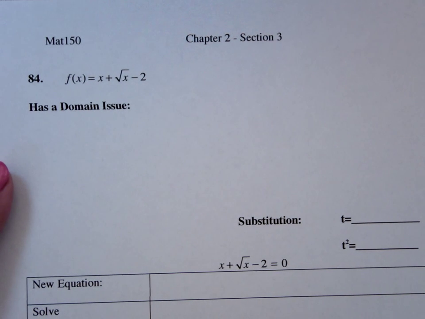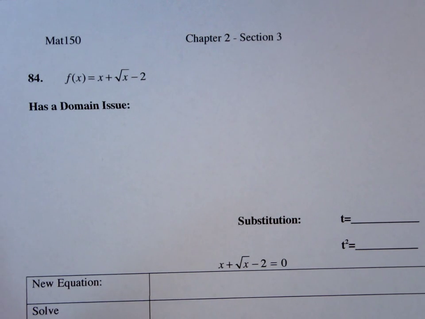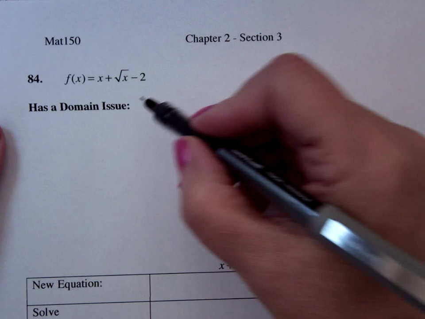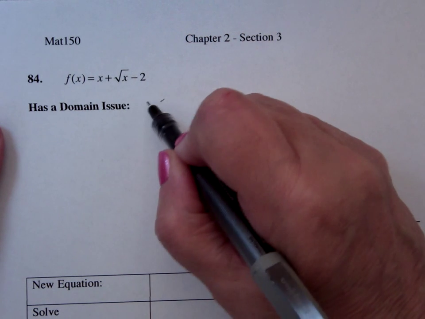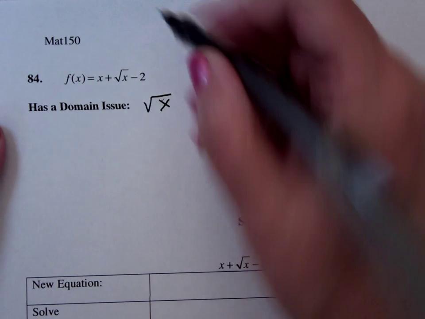And if I were to look at x plus square root of x minus 2, he has a domain issue. His solution set is not possible all real numbers. He has a domain issue, and this is because of the square root of x, this center term.